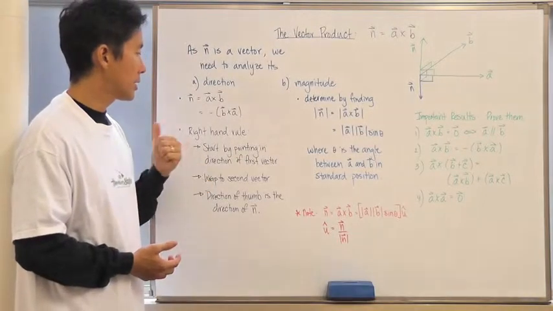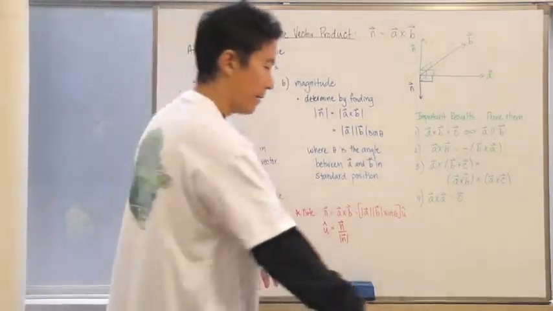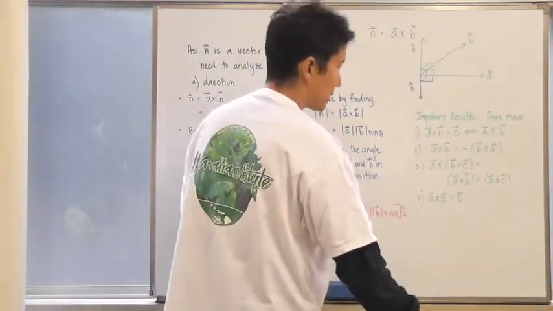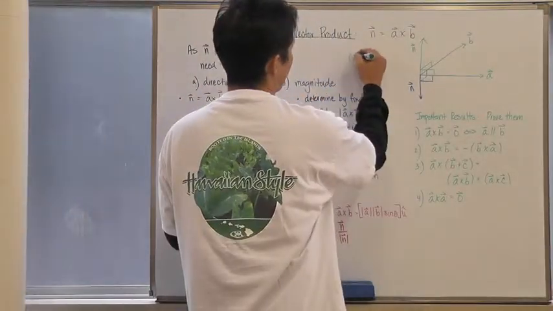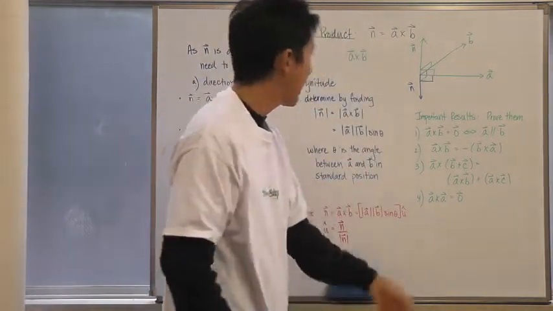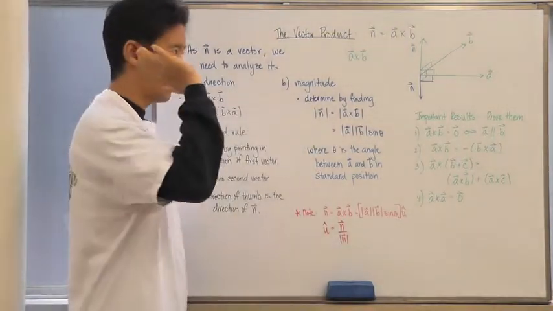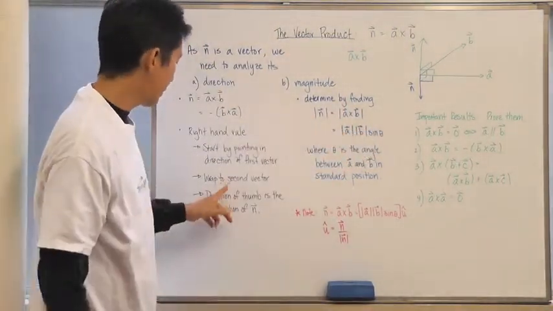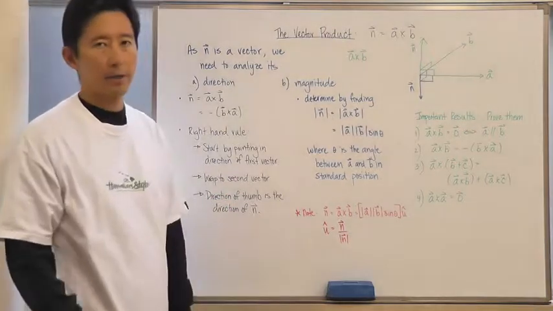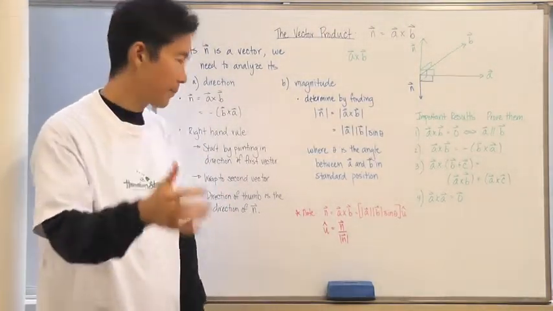First of all, you start by pointing in the direction of the first vector. So for now, we're going to start off with A cross B. Okay, so the first vector that we have then is A. So I'm going to start off with my right hand. I'm going to point it in the direction of A. And then I'm going to wrap to the second vector. Now what I mean by wrap is just roll your fingers towards the other vector.